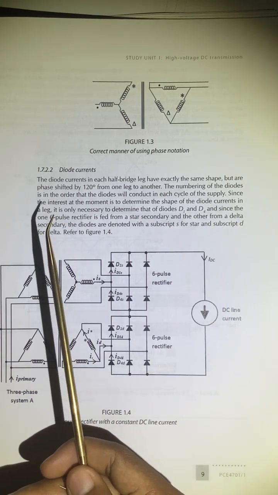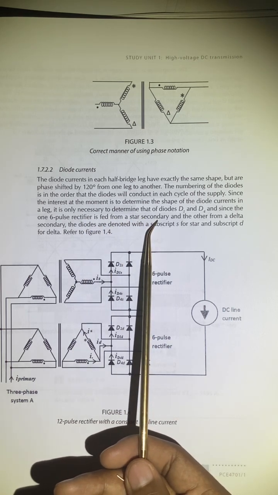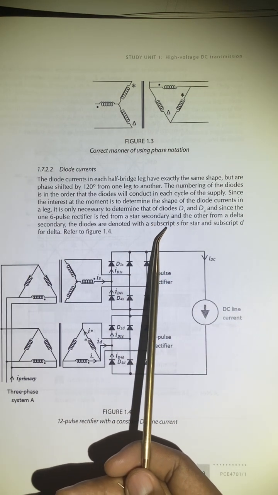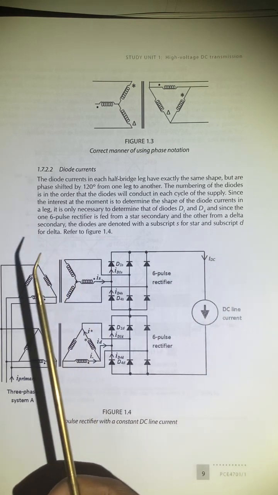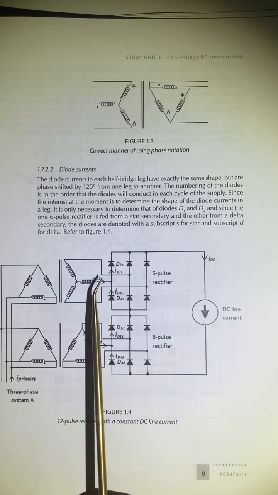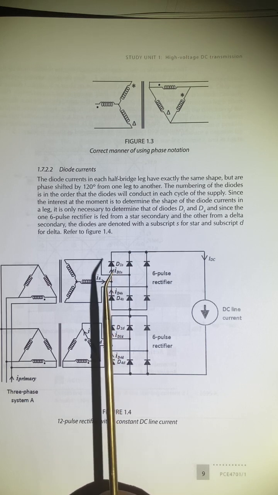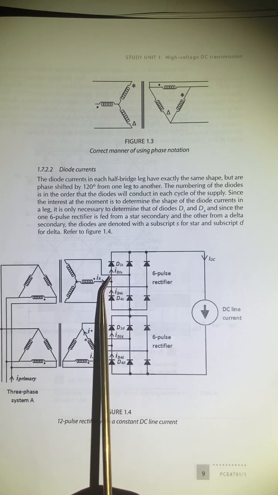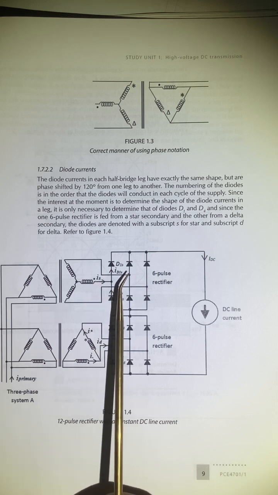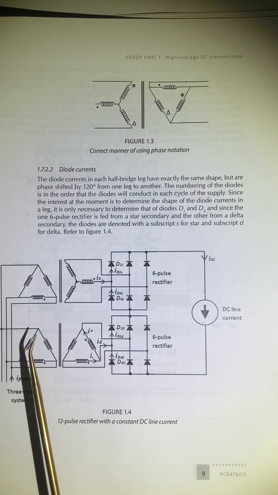Since one 6 pulse rectifier is fed from a star secondary and the other from a delta secondary, the diodes are denoted with a subscript S for star and subscript D for delta. Essentially speaking, we will have D subscript 1S indicating star, that will be diode 1, and then this over here will be diode 4.